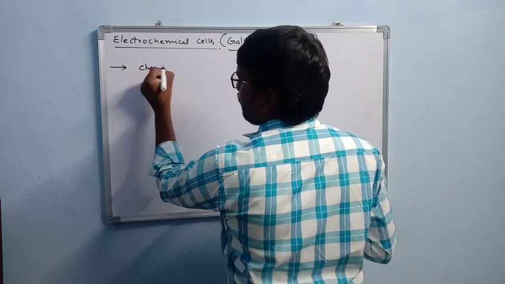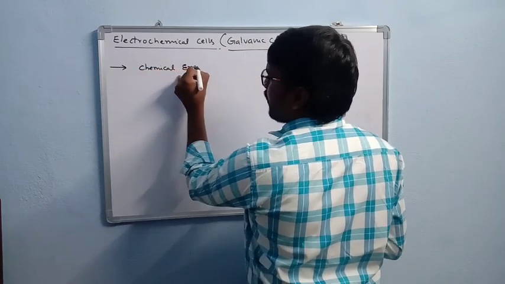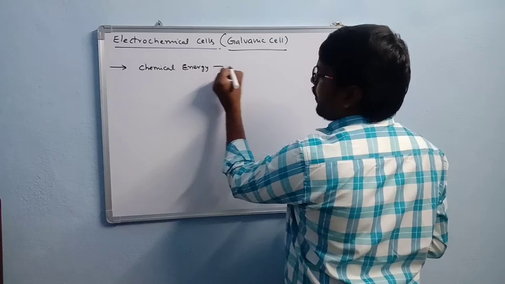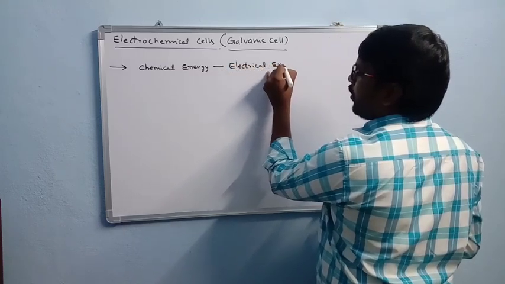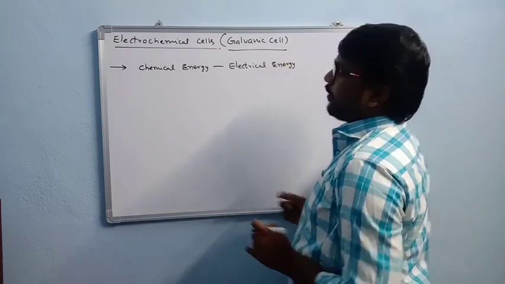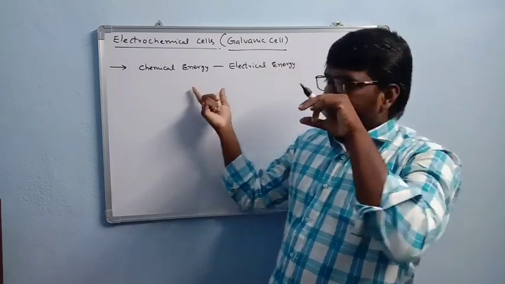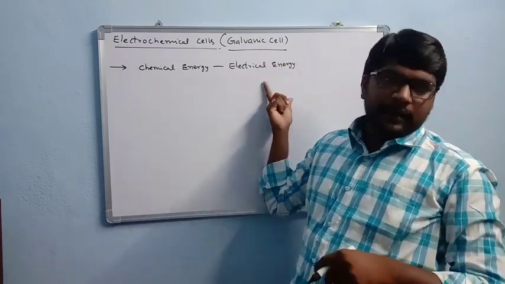chemical energy. Chemical energy is converted into electrical energy. So in electrochemical cells, the energy conversion is chemical energy converted into electrical energy.